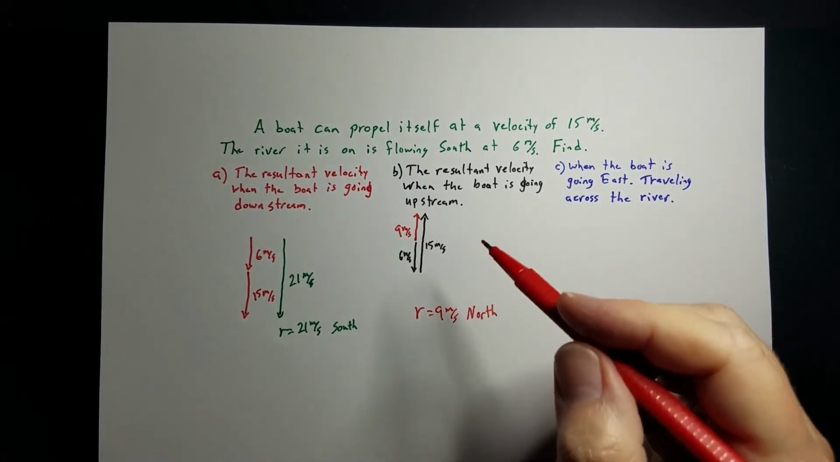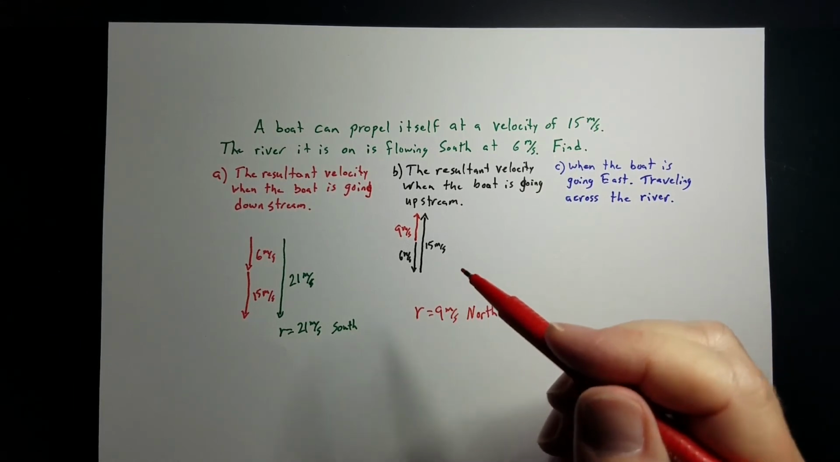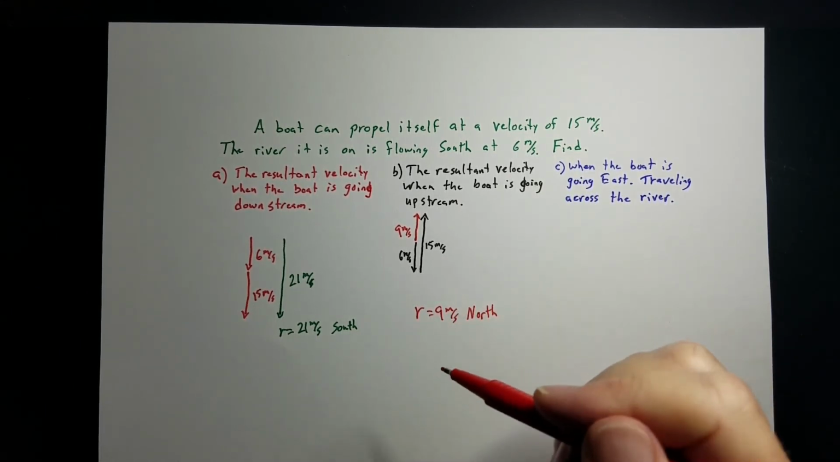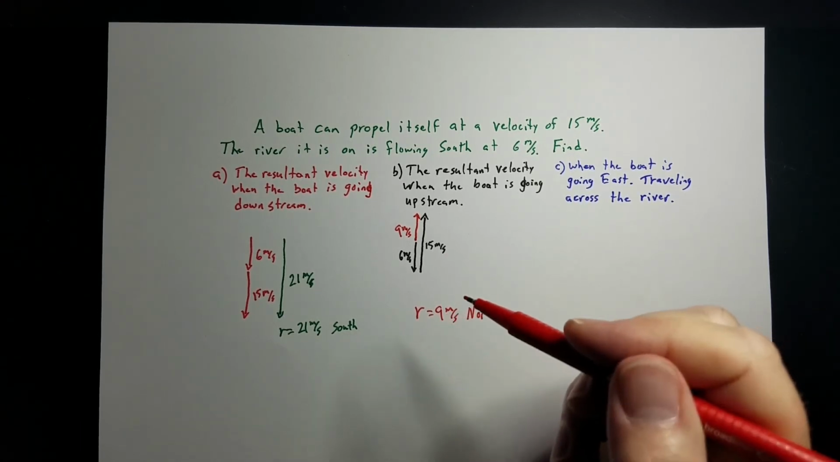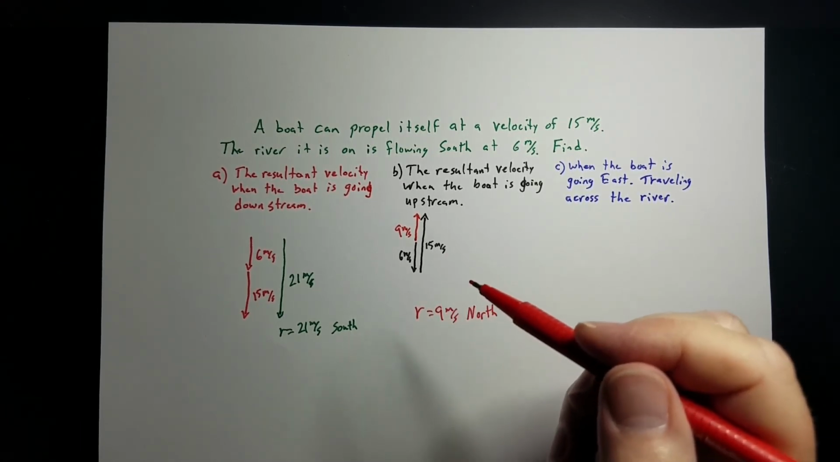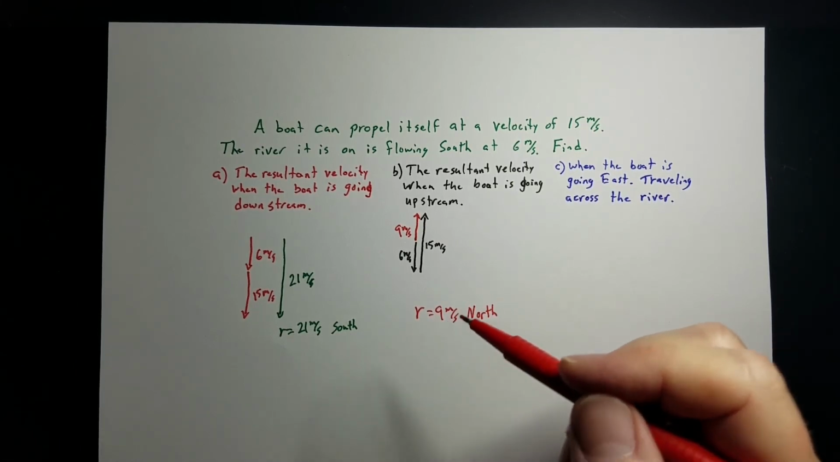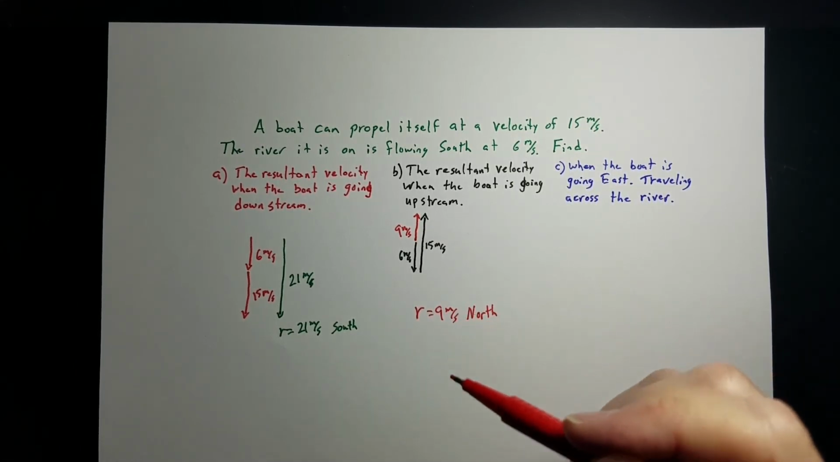That's a curious question. What if the river was flowing 15 meters per second down, and the boat was traveling 15 meters per second going upstream? What would happen? Well, the boat would stay in the same place. Its speed from the shore would look like 0. It would just sit there.